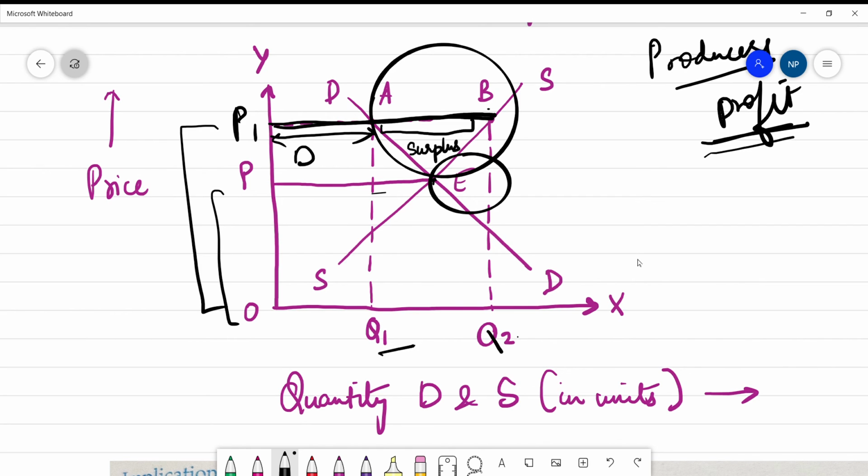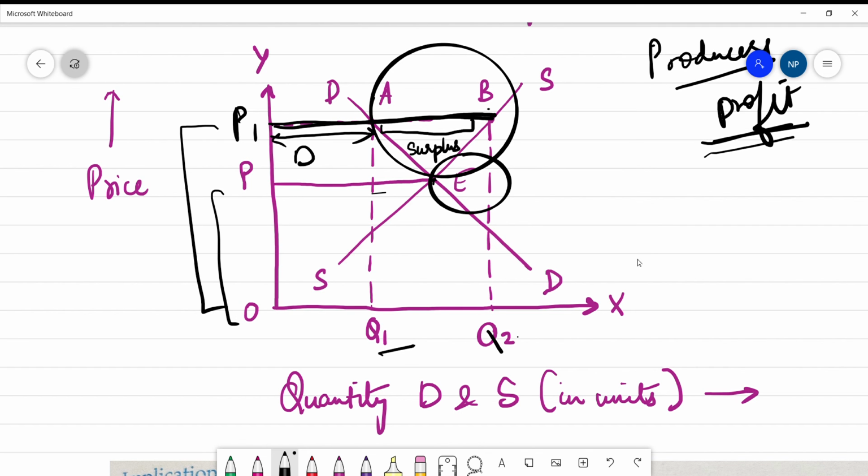So again, in the first case we have seen, when we were discussing price ceiling, that there was shortage. Now there is surplus. So in both ways the government interferes, and when there is surplus of the produce, the government tries to purchase it and sell it as export, or it keeps it as its stock.